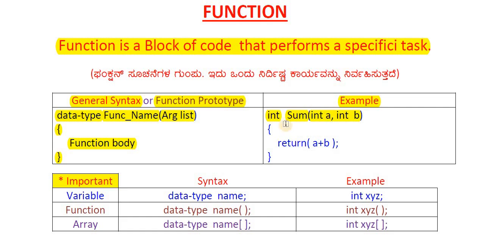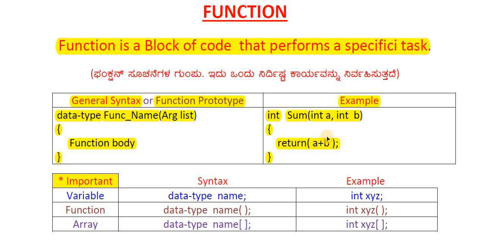This is the name of the function. Then this is the body of the function. The body of the function is enclosed by flower brackets. Inside the flower bracket only one line is there: return a plus b. It will return the addition or sum of a plus b as the output. At the left side this is the general syntax or function prototype, and on the right side this is the example of a function. It is very simple.